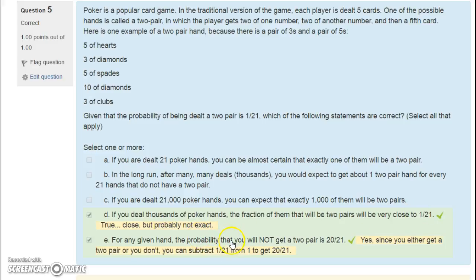And then this is just the complement rule. So if we know that the probability of getting a 2 pair is 1/21st, then the only other option is to not get a 2 pair, and so that would be 1 minus 1/21st, which would give us 20/21st.